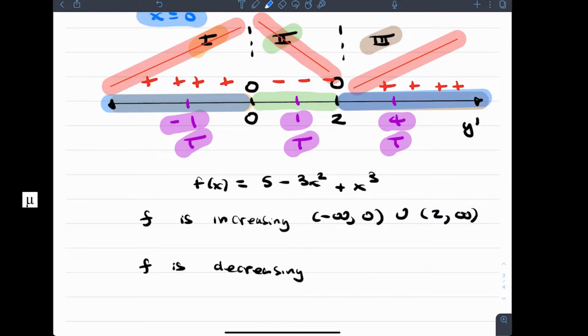Why don't I include 2? Do you guys know why I don't include 2? Because at 2, the derivative equals 0. It's not positive. 0 is not positive. Check your checking account balance. Hopefully it's positive. If it's 0, not happy. But there's worse situations. It could be negative.